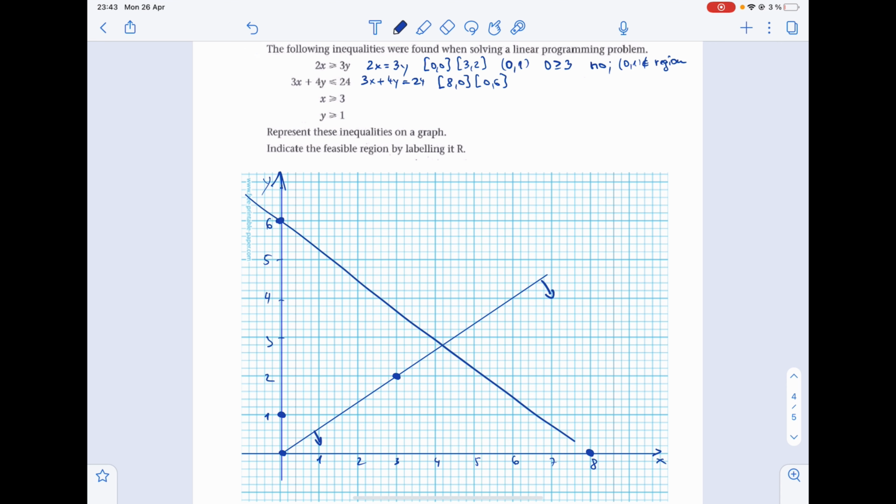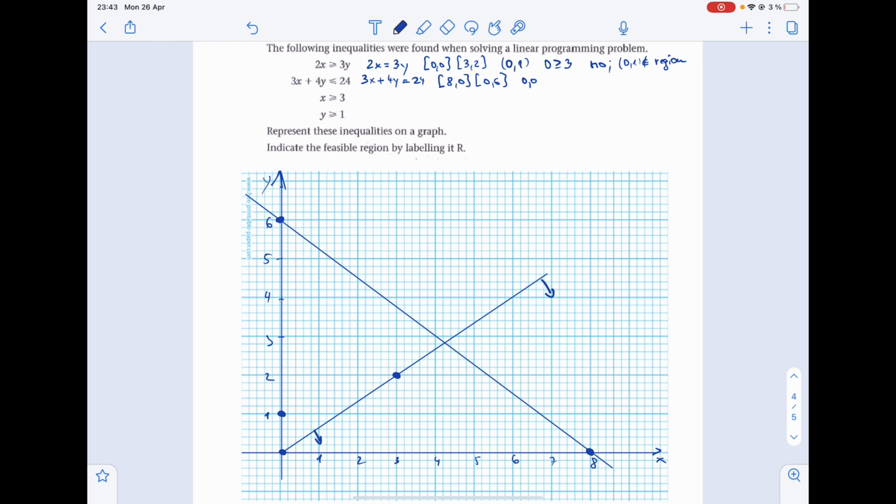Connect these two. And then it's the solid line because there is an equal sign. Now I can use the origin, 0, 0. So when you use the origin, you will get 0 is less than or equal to 24. That is true. That means the origin belongs to this region. So origin belongs there. That means I am taking this half plane.